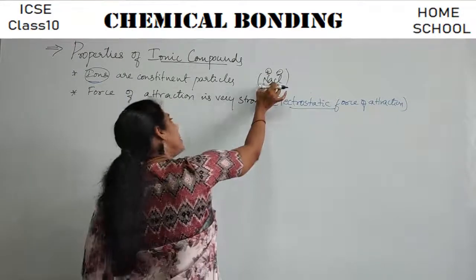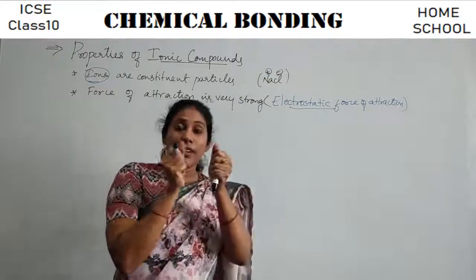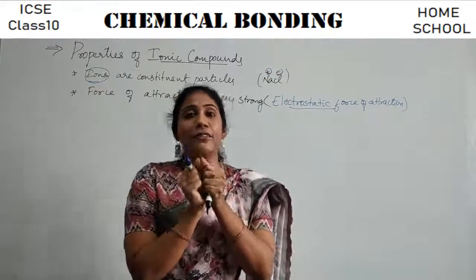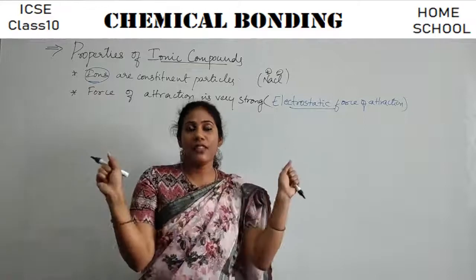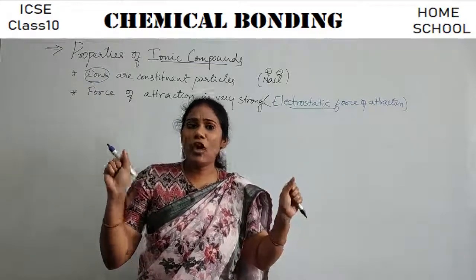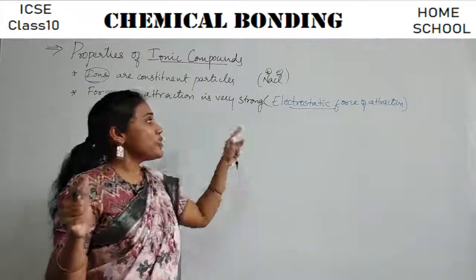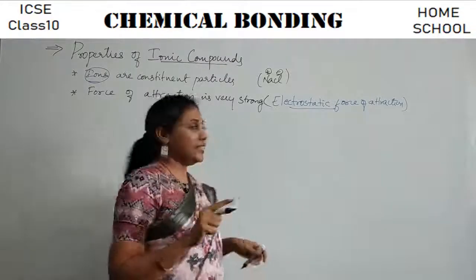That means you cannot separate Na plus ion from Cl minus ion. They will be holding very tightly with each other, together always. You cannot separate them at all, because they have lots of attraction between them. So what is the name of that attraction? Electrostatic force of attraction.